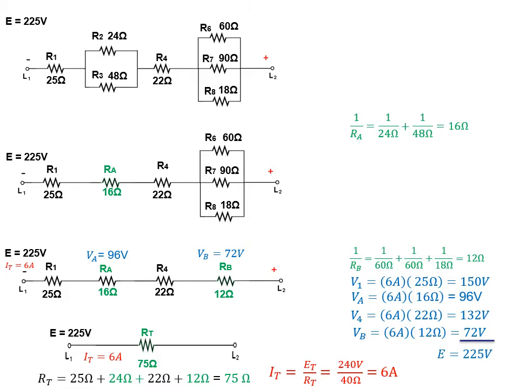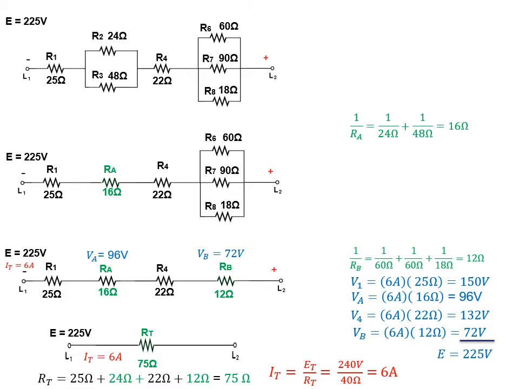Where R1 is going to get 150 volts, RA is going to get 96 volts, R4 is going to get 132 volts, and VB is going to be 72 volts. And sure enough, when we add those together with Kirchhoff's voltage law, we end up with 225 volts. You'll notice that I only labeled VA and VB on my circuit, and that was just to save a lot of clutter.